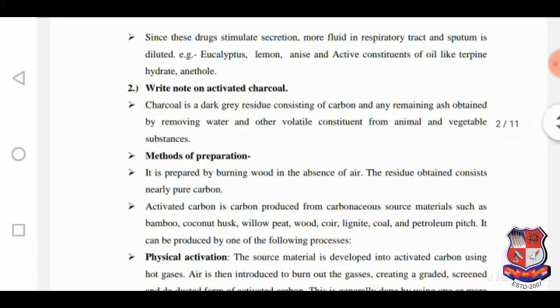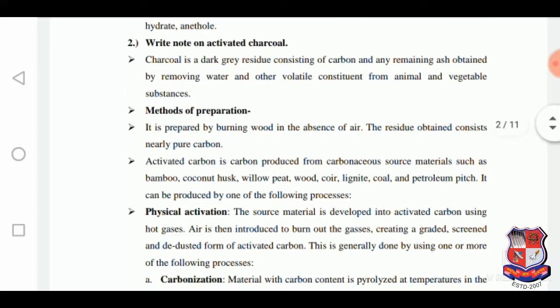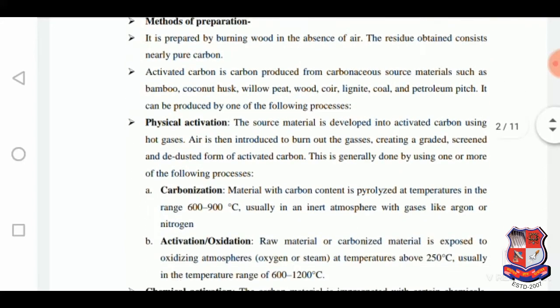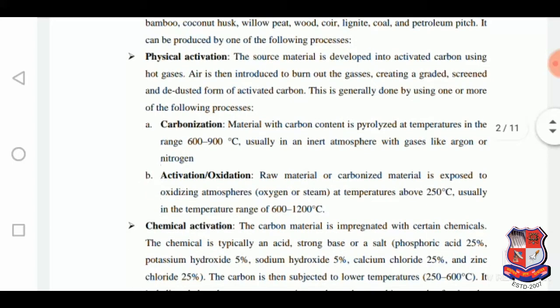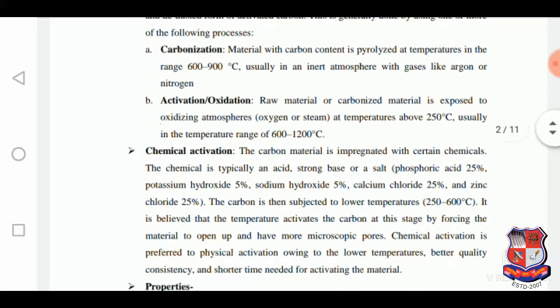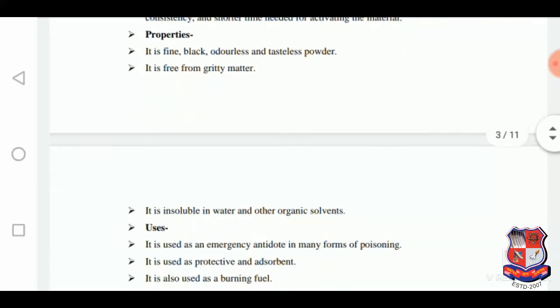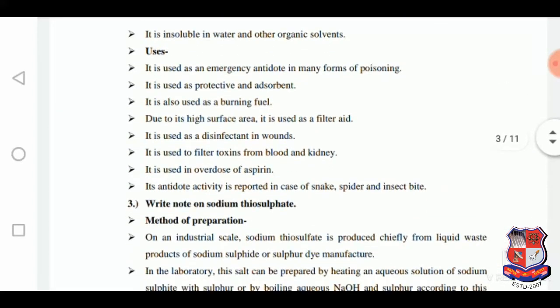The second question will be like, write a note on activated charcoal. Charcoal is a dark gray residue consisting of carbon and any remaining ash, obtained by removing water and other volatile constituents from animal and vegetable substances. These are the methods of preparation. Physical activation can be done by carbonization and activation oxidation. Chemical activation is given here. What are the properties? These are the properties, and uses are there.